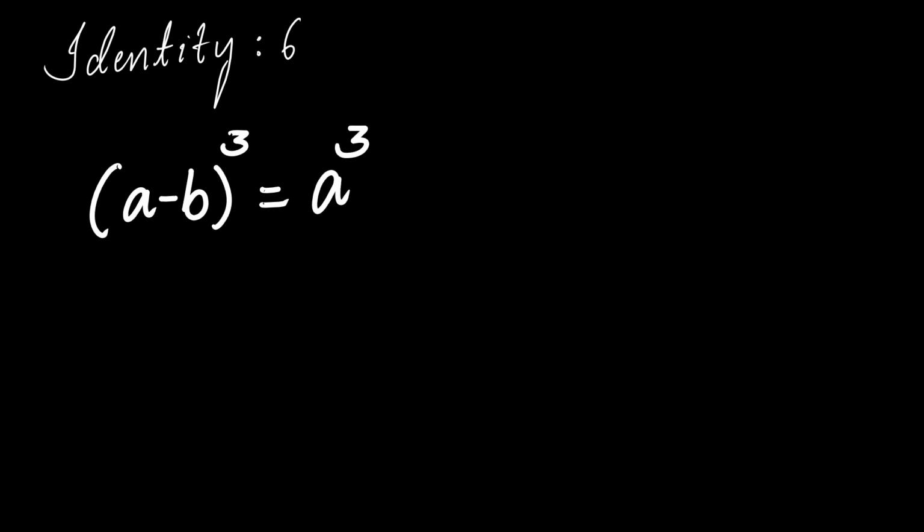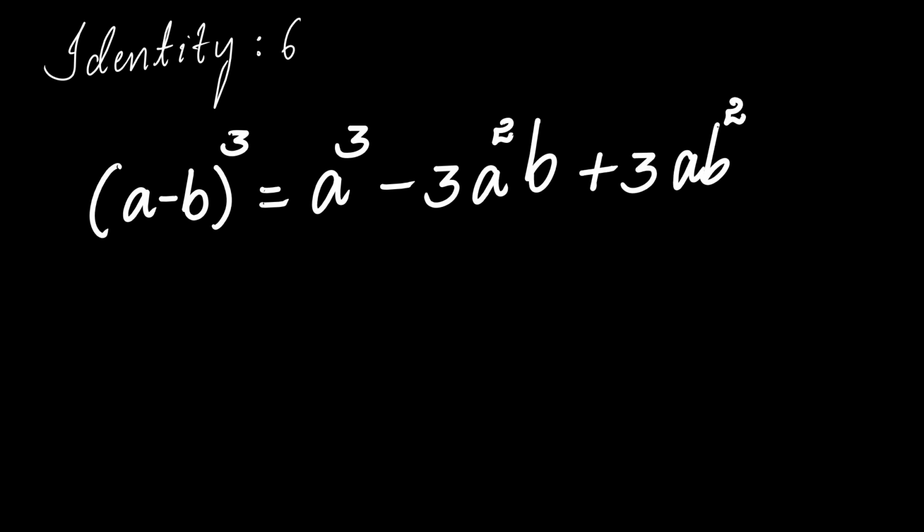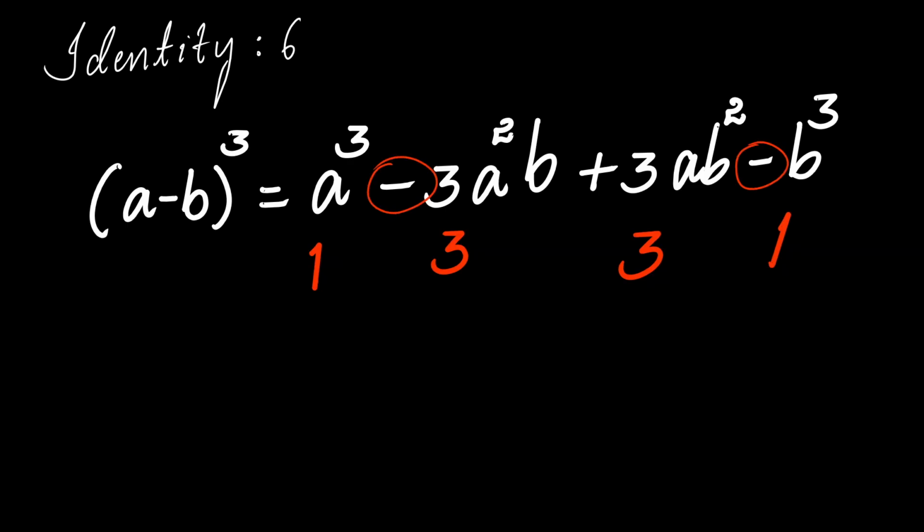The sixth identity is (a - b) whole cube equals a cube minus 3a square b plus 3ab square minus b cube. This is the same pattern again from the (a + b) whole cube, but the signs are getting changed because there is a minus sign in between a and b. That's why here the signs are getting changed to minus, only the middle term is staying positive. So other than the middle term, all the signs are getting changed to minus.